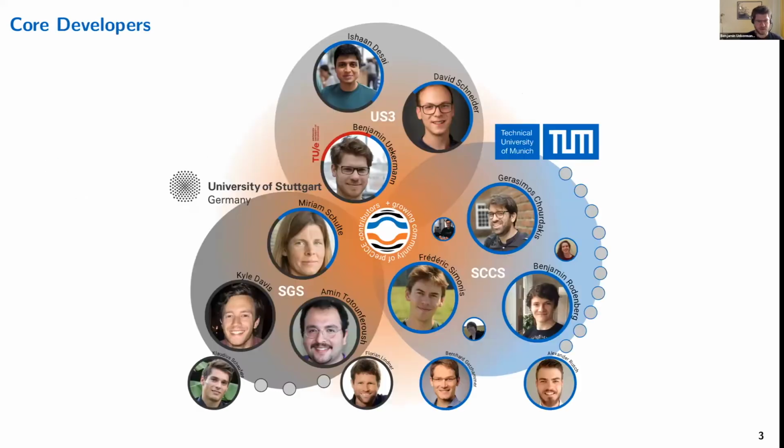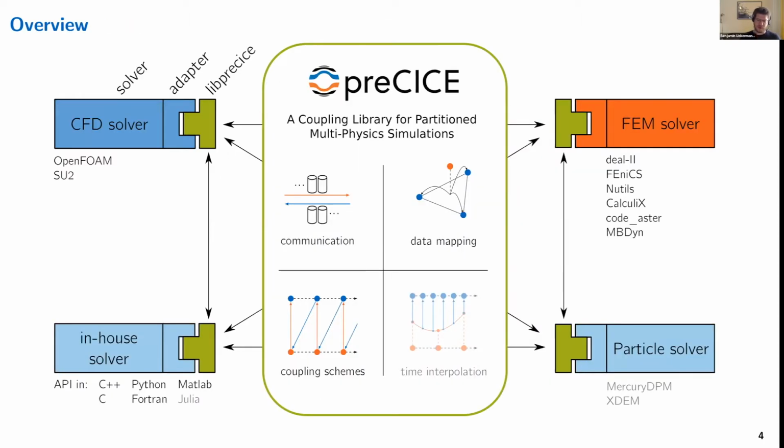Okay, so let's start a bit with the general information. So preCICE is developed by 3 groups, 2 groups at the University of Stuttgart and 1 group at the Technical University of Munich. And you see most of the developers here on this slide. This is the big picture of preCICE. There's a lot of information on here, so I'm going to spend a bit of time to explain that picture.